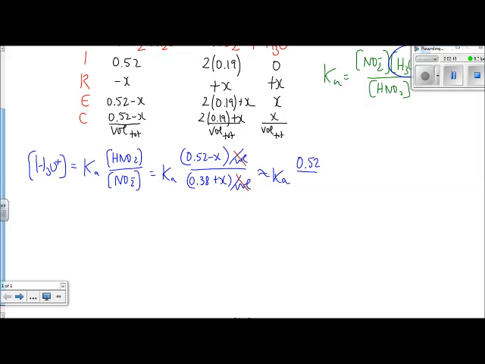And if X is much smaller than the 0.38, then we can neglect it. And we have simply Ka times the ratio of 0.52 over 0.38. This gives us an H3O plus molarity of 6 times 10 to the minus 4. And that gives us a pH of 3.2, so a rather acidic buffer this time.